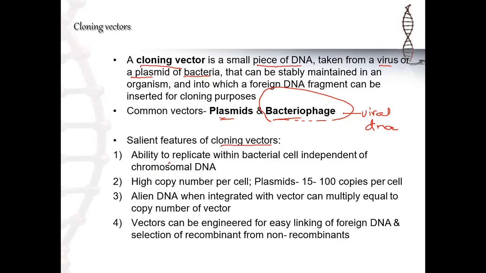A cloning vector has the ability to replicate within the bacterial cell independent of the chromosomal DNA. Ability to replicate within a bacterial cell. To emphasize, we cannot clone the recombinant DNA or the foreign genes if it is not replicated in the bacterial cell or the host cell.